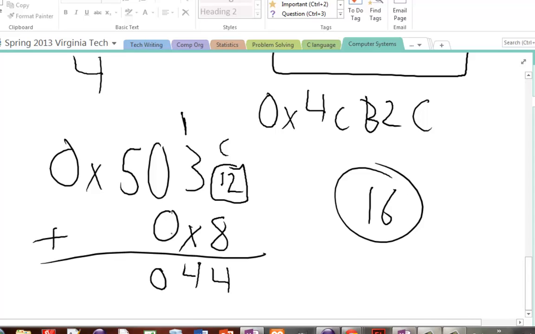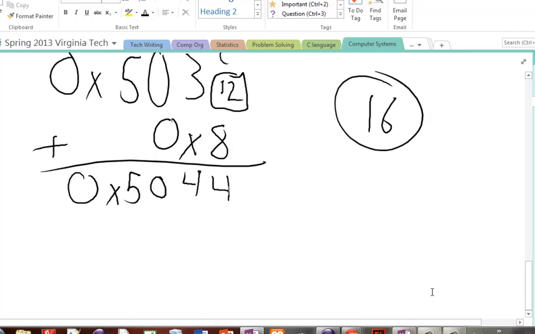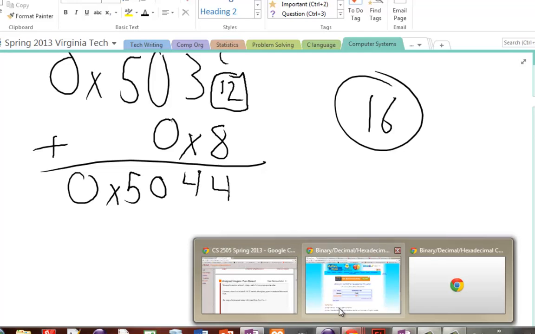Again, I just bring the 0 down because I'm not adding anything to it. I'm not adding these two because they're just there to show the units. You need this here just as units are used to show kilograms. And the 5 doesn't have anything to add here, so 5, 4. So my answer to the addition of these is 0x5044.